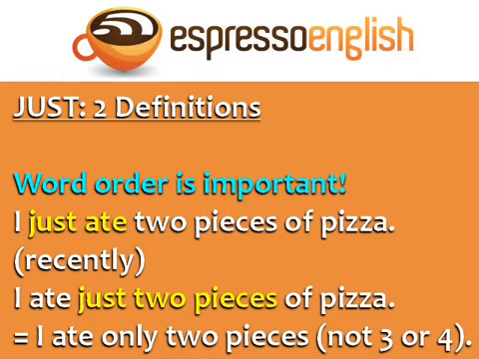For example, "I just ate 2 pieces of pizza" means I ate the pizza recently. But if we change the word order and say, "I ate just 2 pieces of pizza," then this means I ate only 2 pieces and not 3 or 4.